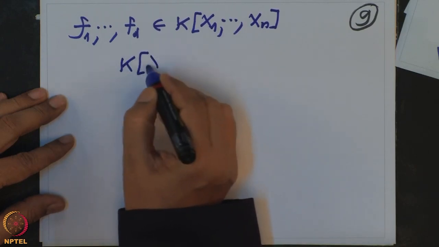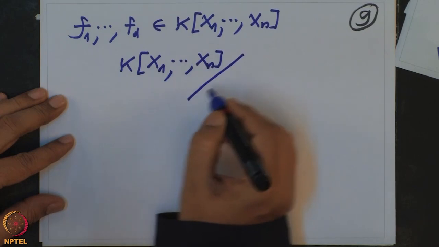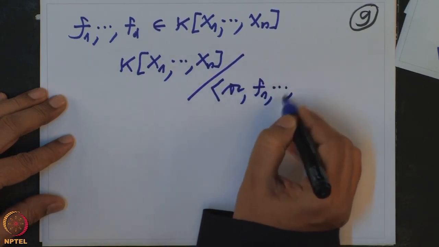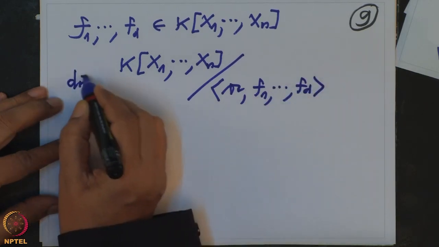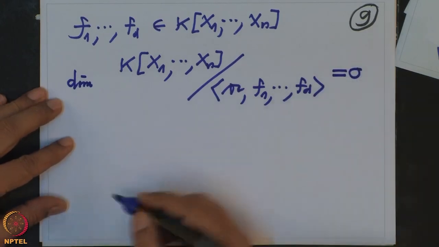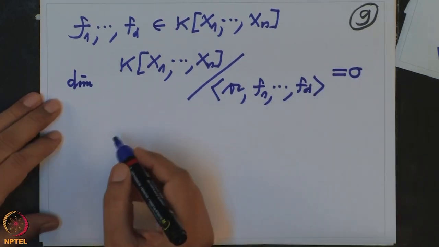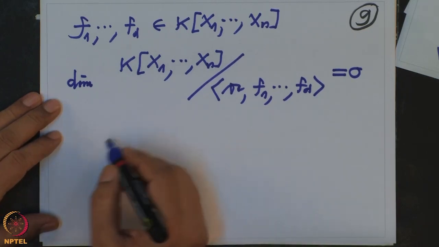when I go mod, K[X1 to Xn] mod the ideal generated by A and these polynomials F1 to FD, the dimension of this ring should become 0. So note that when the dimension of the ring is 0, it means what?